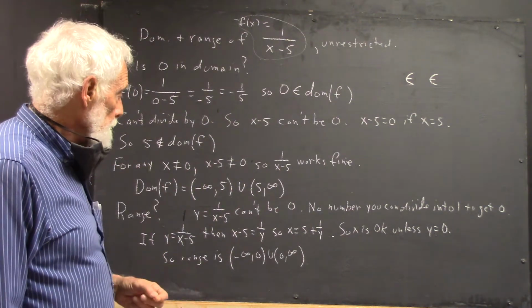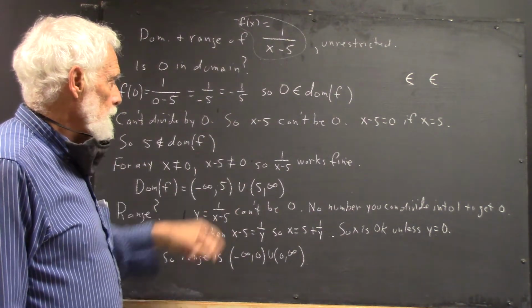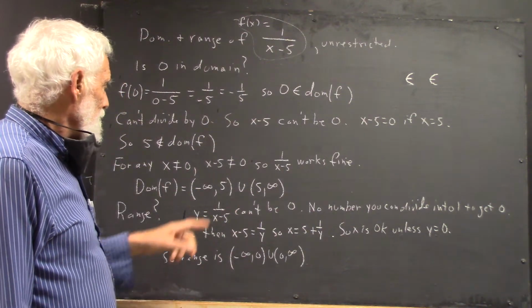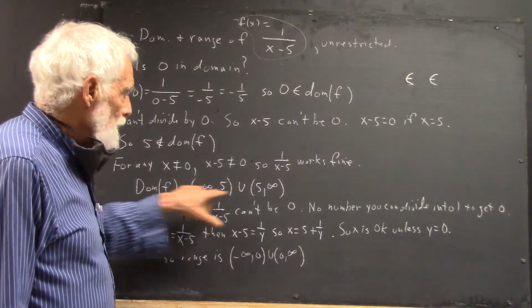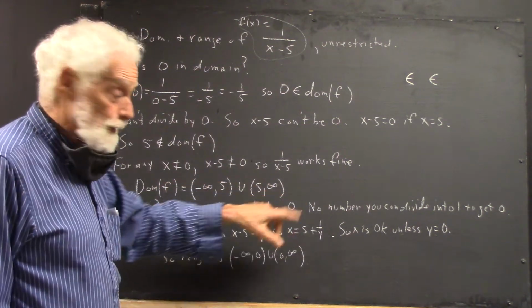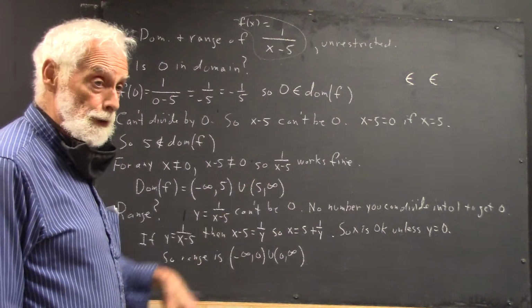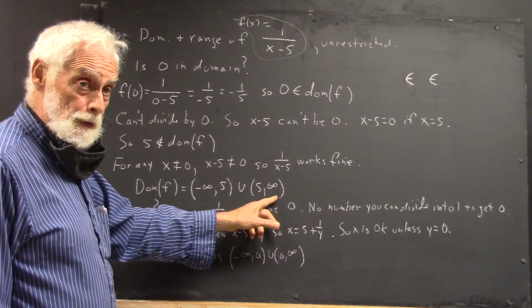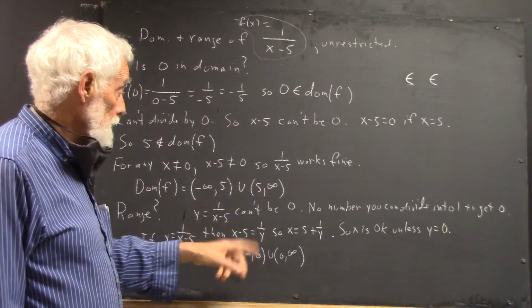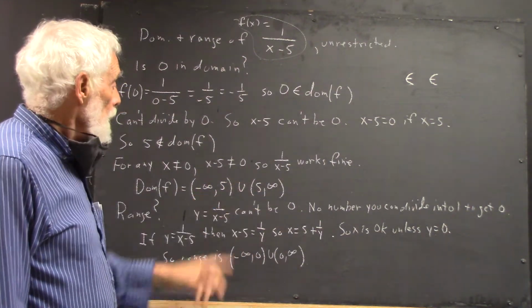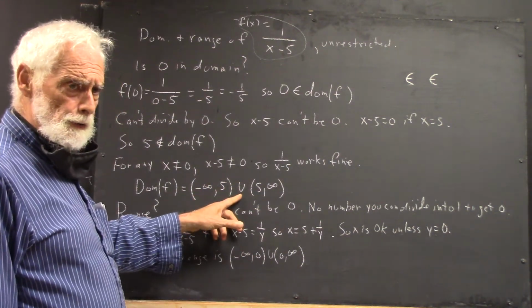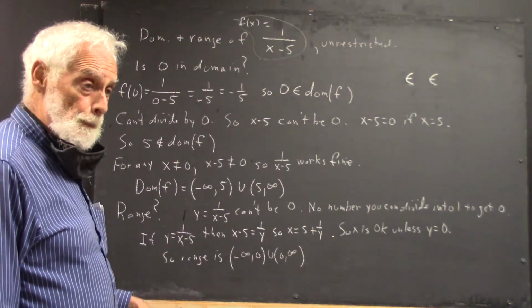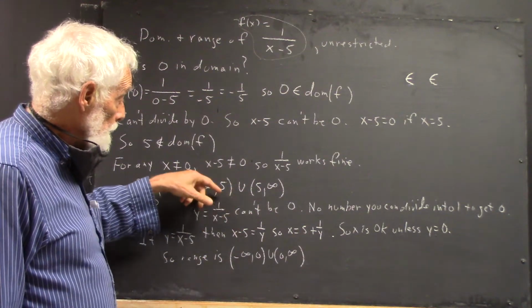But just to be sure, the union means we're in the set defined as this union if we're in here or in here. The other way we're not in the union is we're not in either of these sets, and the only number that's not in either of these sets is 5. Okay, 5 isn't included here because it's open.